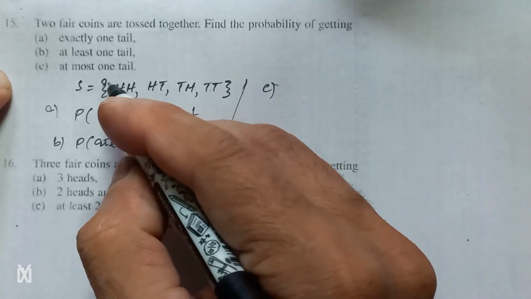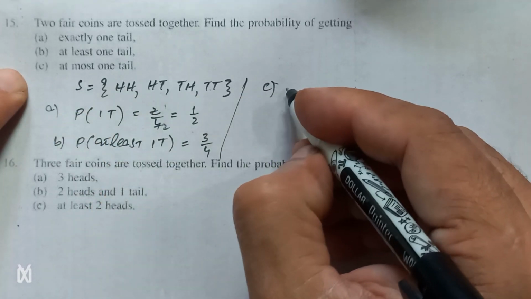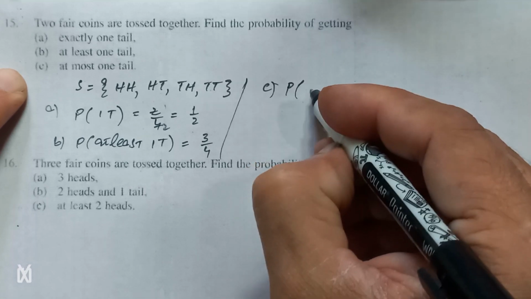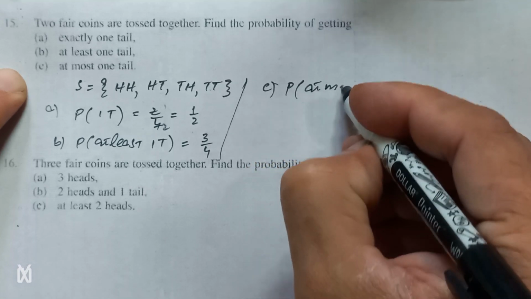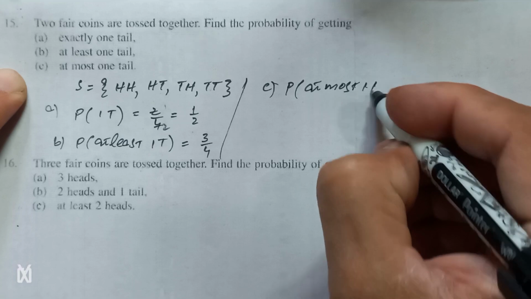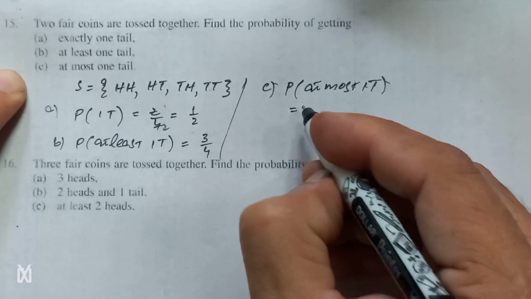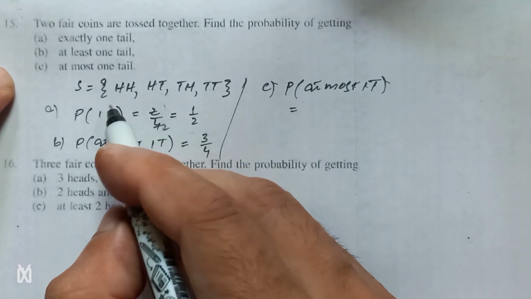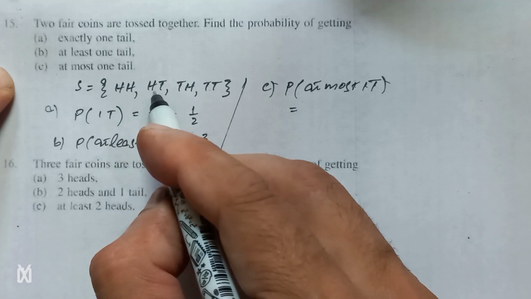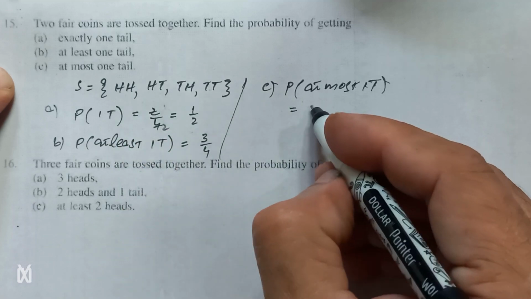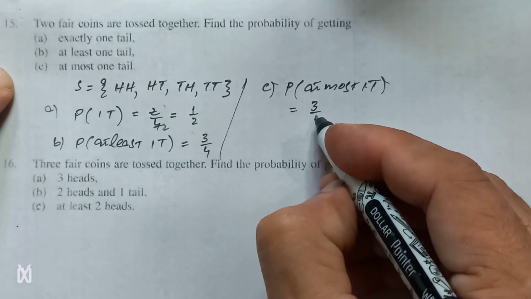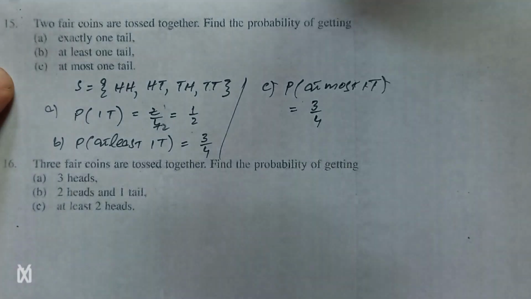And C part is at most one tail. At most one tail. So the probability of at most one tail will be, this is favorable, this is favorable, and this is favorable. So three are favorable and total are four. So this is the answer.